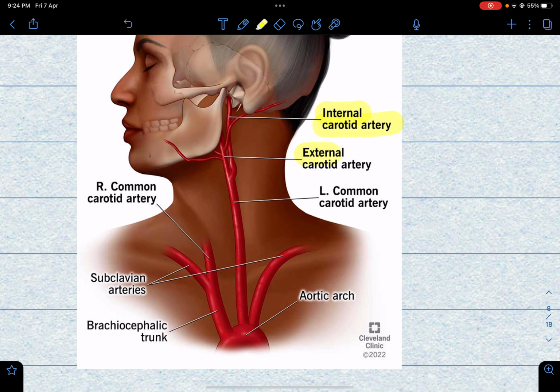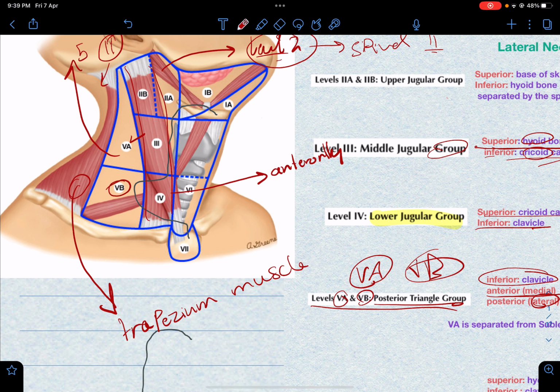So, there's a little note that has been made by a friend of mine. She was so cute. Okay, above and below. Above the accessory nerve, cranial nerve number 11 is the 5A, and below is the 5B. And all of these are called the posterior triangle group. Let me just erase all of this mess.